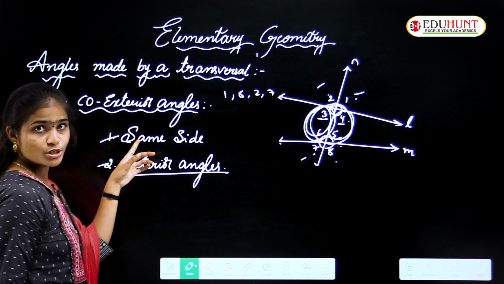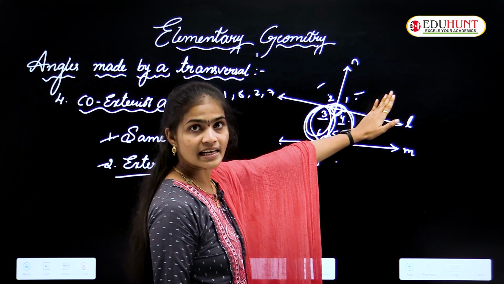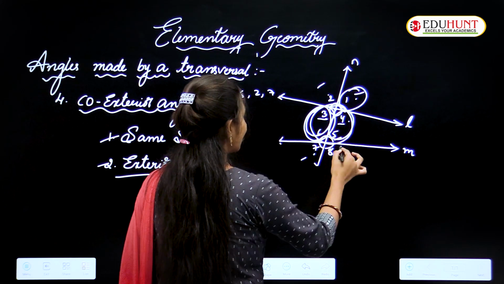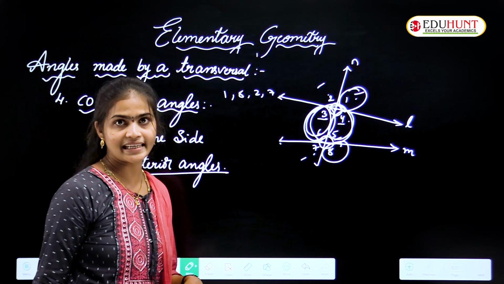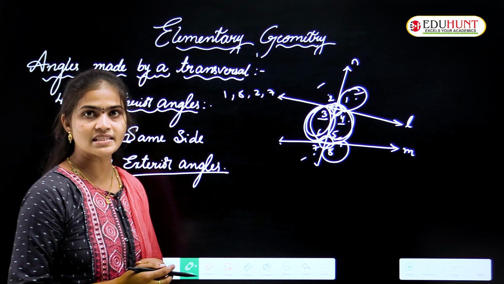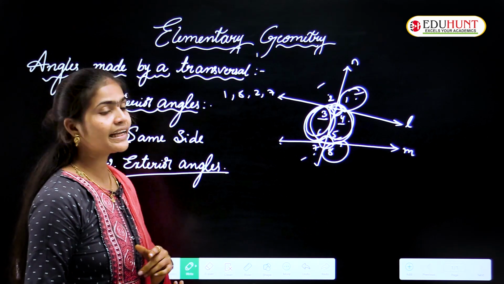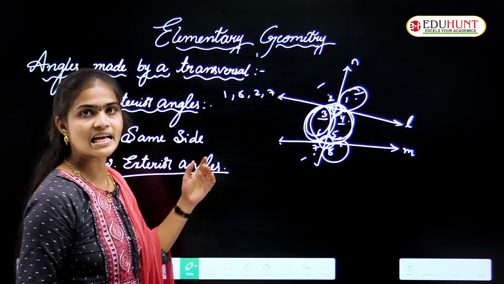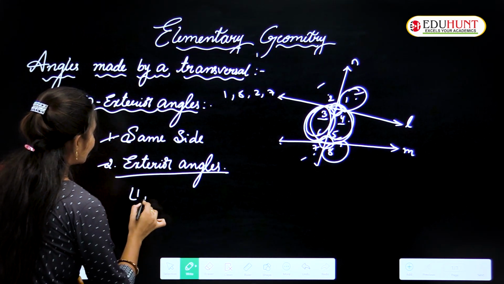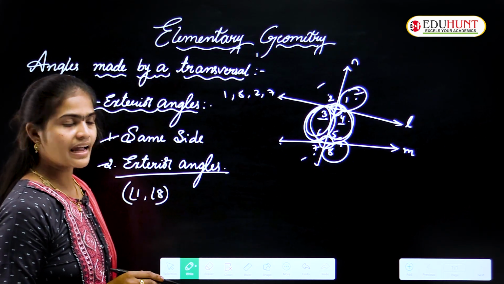Coming to the first point again, same side of a transversal, and those two angles must be exterior. Observe this angle and this angle, 1 and 8. Those two angles lie on the same side of a transversal, satisfying the first point. Second point: 1 and 8 are exterior angles, satisfying the second one also. So the first pair is angle 1 and angle 8. This is one of the pairs of co-exterior angles.